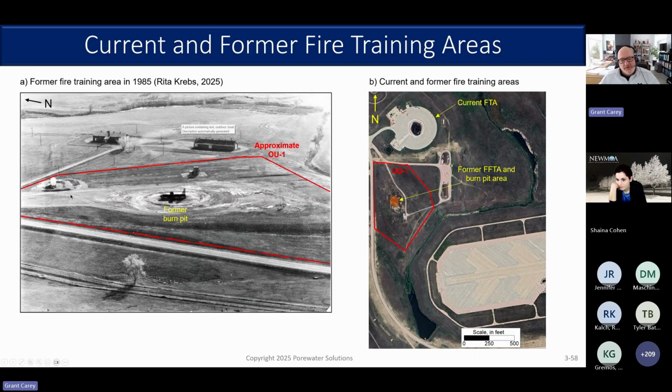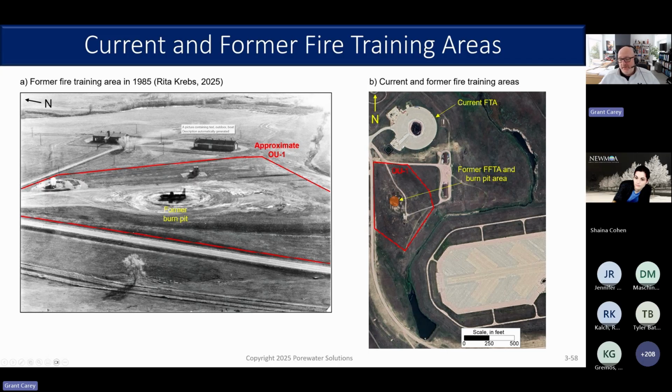This is operating unit 1, which is the former fire training area, bounded by the red line here. And if you look on the map on the right, the orange area is that former burn pit area. OU1 is the area designated here. You can see the current fire training area up on the top, where there is obviously a lot more concrete. This is the current fire training area.